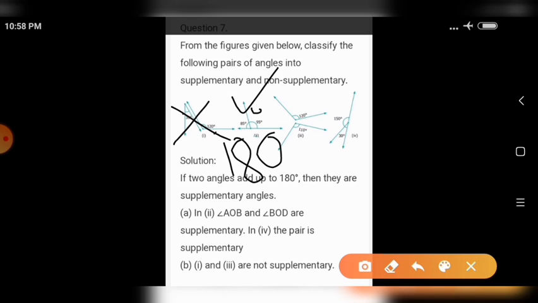This is 230. This is not a supplementary angle. Adding this, this is a straight line. We get 180 degree. This is supplementary angle. Here first subdivision and fourth subdivision are supplementary angles. And second and fourth subdivision are supplementary angles. First and third are non-supplementary angles.